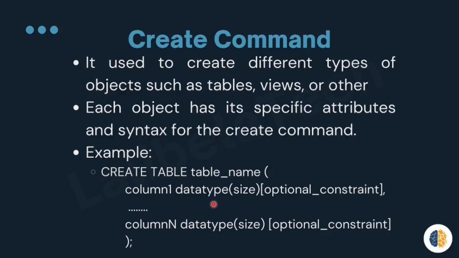To create a table, the syntax is to use the create keyword, then the table keyword, after that the table name, then column 1, or we can call it field, then data type, size, and optional constraint. You can include all attributes or fields or columns in your table, that's why it goes up to column n. Then make sure that it ends with a semicolon.